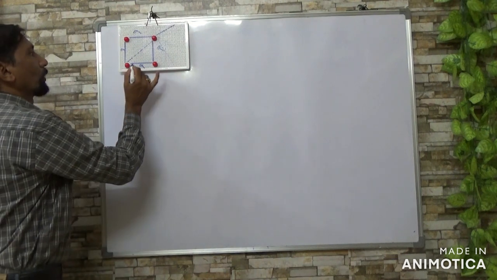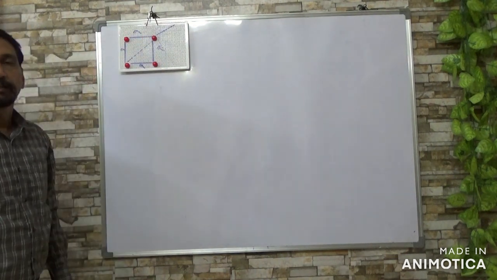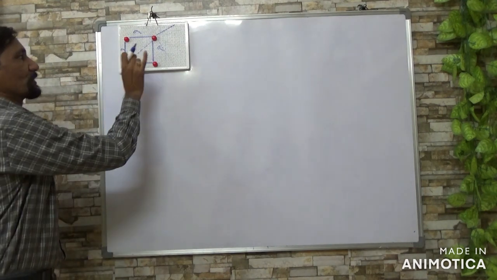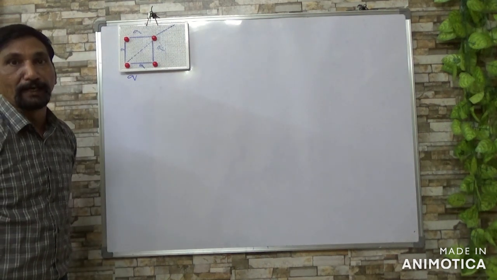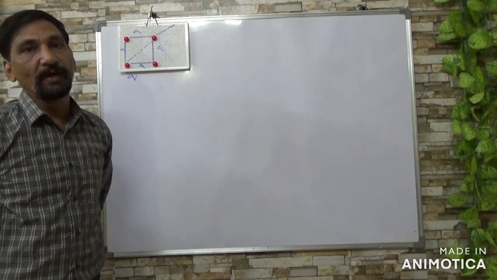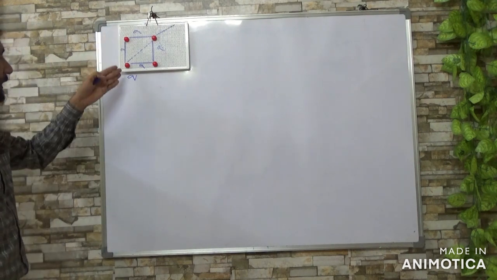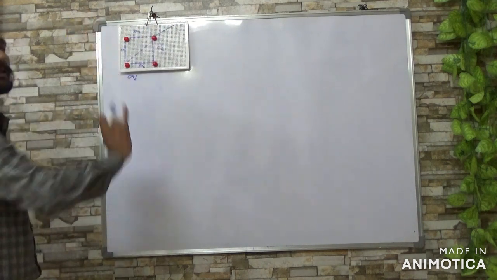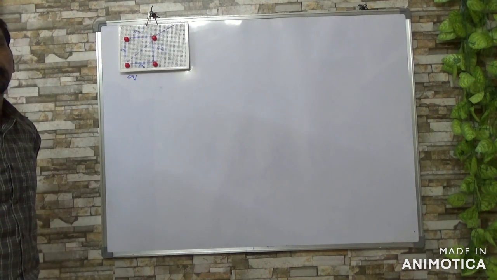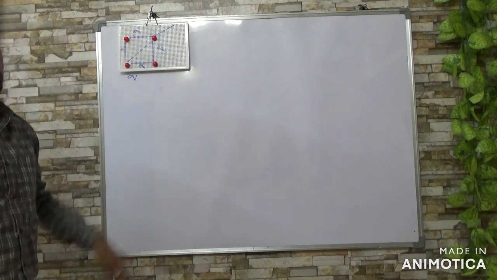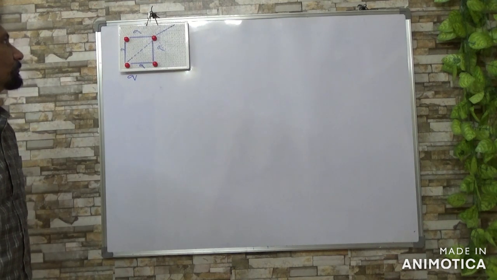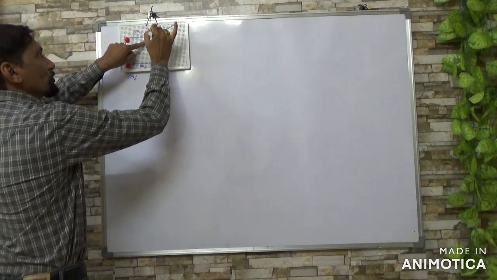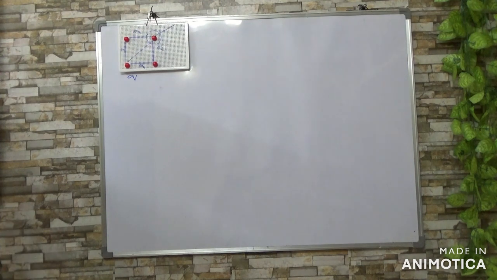Now four point charges, each of magnitude say Q, are placed at the four corners of a square of each side A units. Now you want to know the force experienced by any one of them due to the other three. Okay? Now let us suppose you want to know the force experienced by this one.